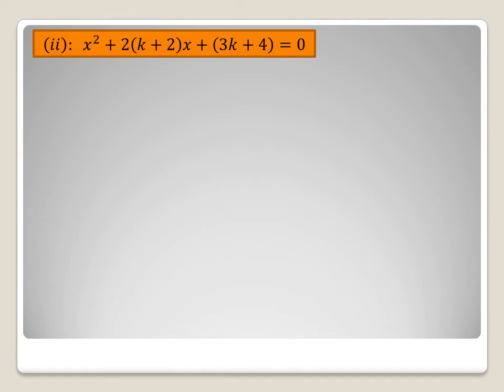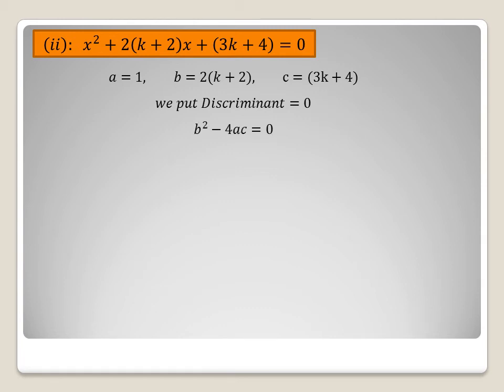Again we have to find the value of k, and our given equation is x square plus 2 into k plus 2x plus 3k plus 4. The coefficient with x square is 1, so a is equals to 1. The coefficient with x is 2 into k plus 2, so that would be b, and the constant term is 3k plus 4, which will be c. The question is saying that the roots are equal, so our discriminant will be equals to 0.